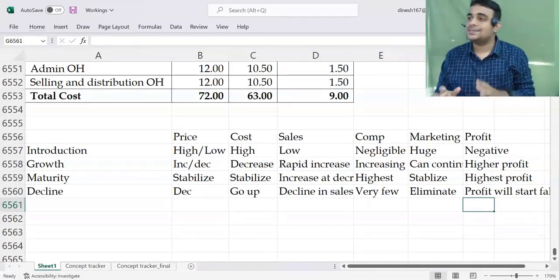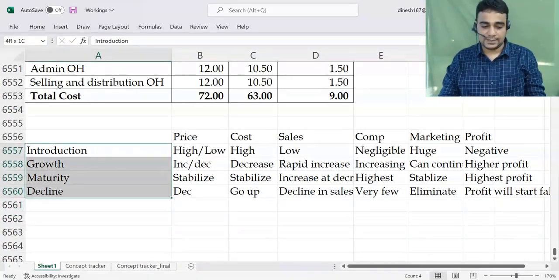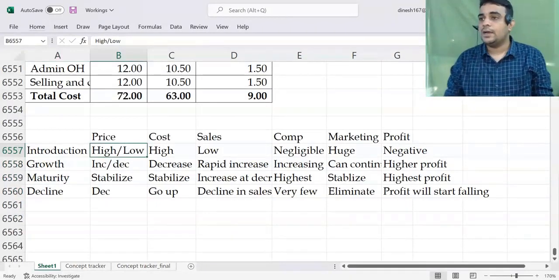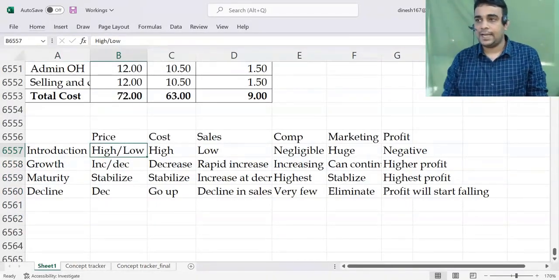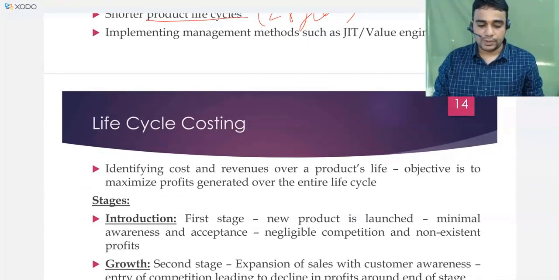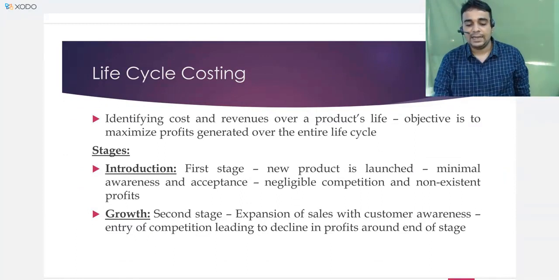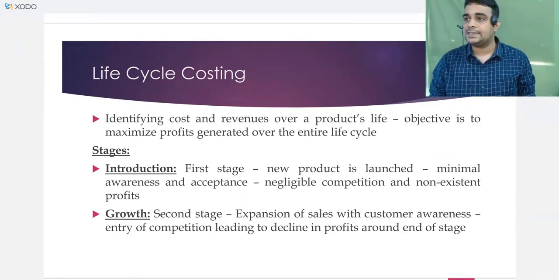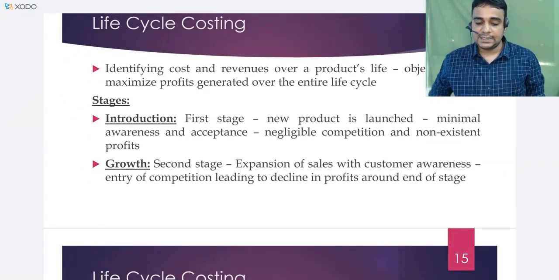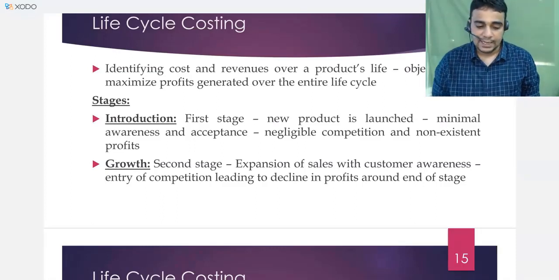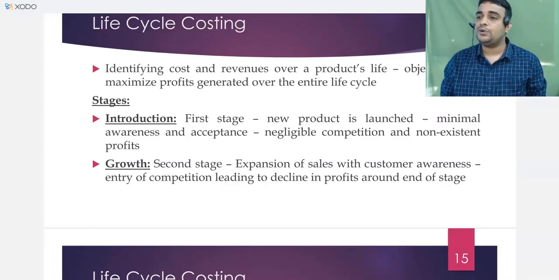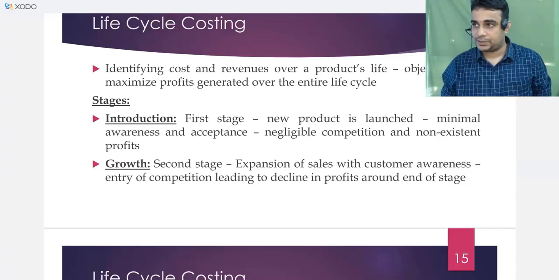So these are the stages from a product life cycle point of view, and this is what will happen across different stages. This is there in your PPT. I'll just talk about this. First stage, new product is launched, minimal awareness and acceptance, negligible competition and non-existent profit. Second stage, expansion of sales, entry of competition leading to decline in profits around end of stage.